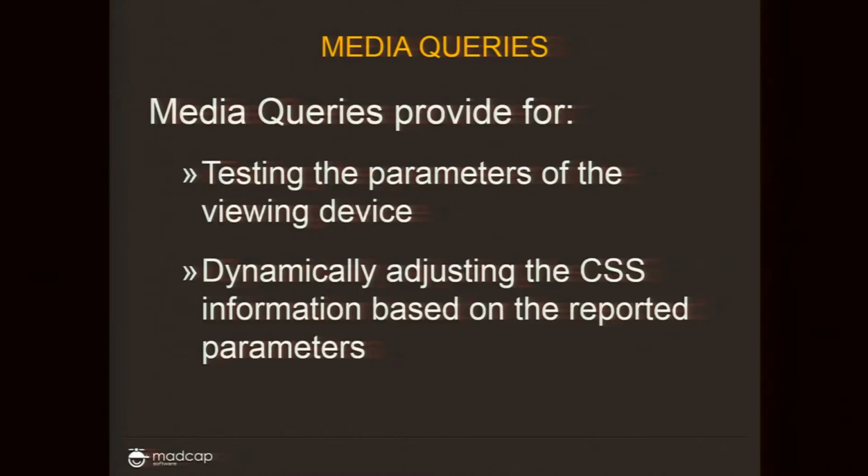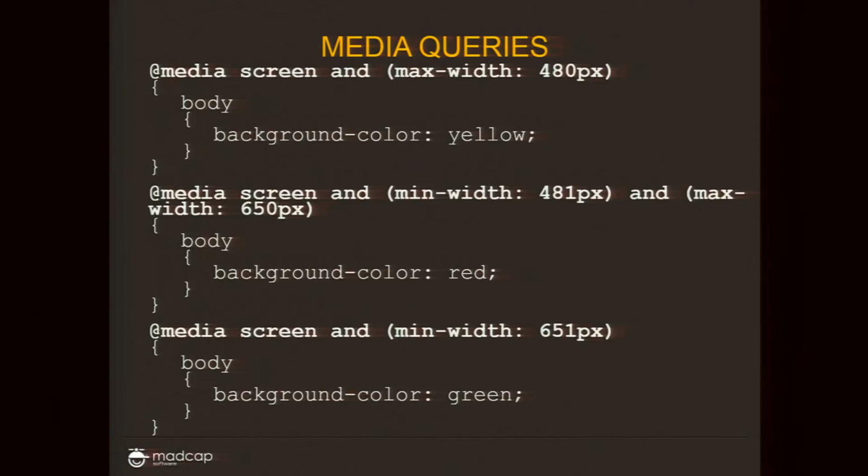Based on the results, we can actually adjust the presentation of that content in real time. And I said I wasn't going to throw a bunch of code up there. I fibbed a little bit. This is one example. Let's see if I can figure out the pointer. Okay, so at media screen, this means we're looking at screen type devices. We're looking at glass. But max width, 480 pixels. So that's a very narrow screen.